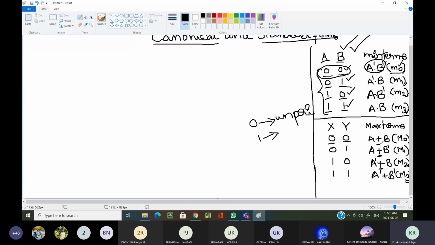Now see the max term a plus b. I am not writing any complement form of variable a or variable b. I am considering these two as normal variables, a plus b. When I get the 1 1 combination, there 1 is a prime. That is the reason I am considering it as a dash plus b dash. I hope you are understanding what I am saying. These 4 terms we are calling max terms.